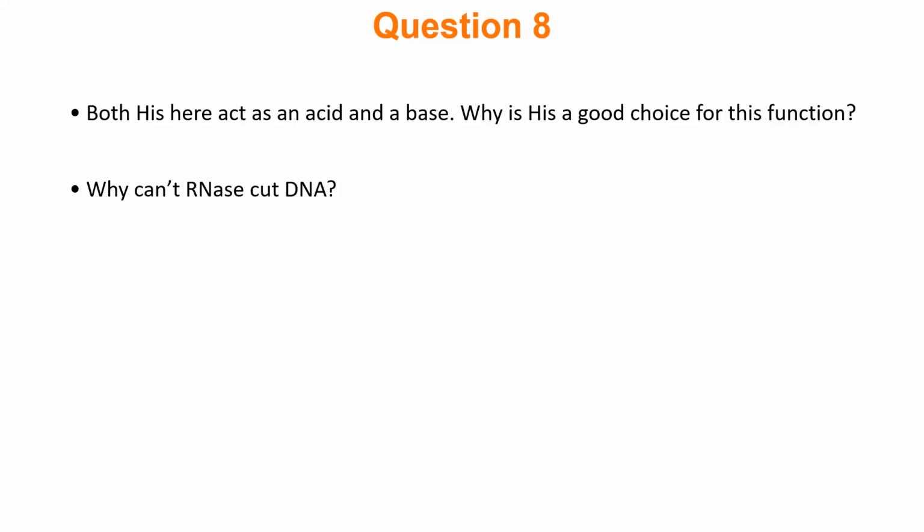So first one, yeah, his has a pKa of 6.0, which means at pH 6, his is 50% protonated, 50% unprotonated. Yeah, so histidine, you can easily add on a proton to histidine and remove a proton from histidine at the pH that the cell is normally at. So histidine is a great amino acid for acid-base catalysis. So yeah, that's correct. How about why can't we cut DNA with this enzyme? Why can we only cut RNA?